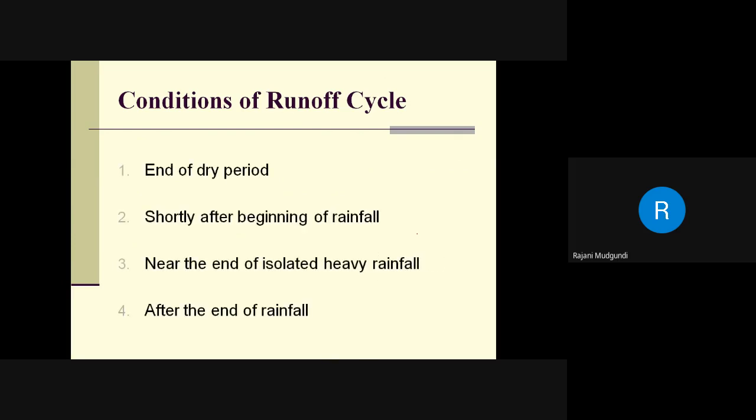Then, conditions of the runoff cycle. There can be four distinct conditions or phases of the runoff cycle. First one is at the end of the dry period, so immediately after the summer season. Then shortly after the beginning of rainfall, say during the first or second rain, what will happen to the runoff. Then near the end of an isolated heavy storm, between the heavy peaks of flow and after the end of rainfall. Once the entire rainfall ceases, what will happen to the runoff, right?